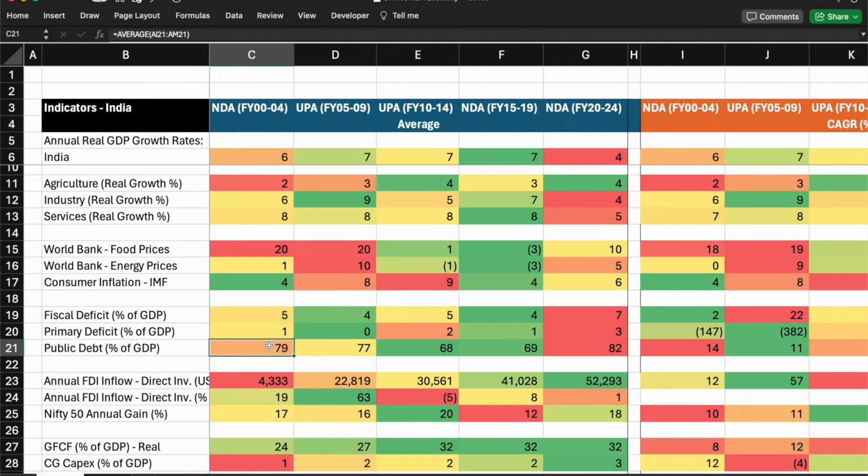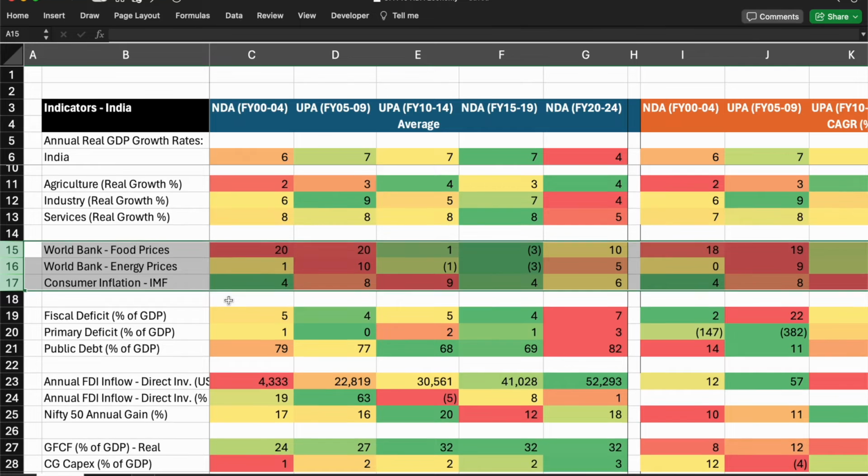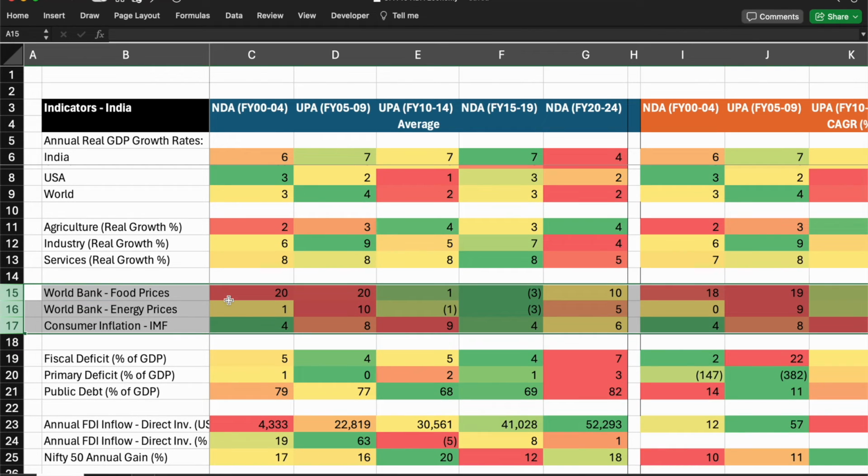Public debt again. When fiscal deficit increases, public debt also increases. But public debt had been reducing during the UPA government. Now it has increased. On inflation, obviously, the current government has done a much better job. Also, one point to highlight is that RBI's Monetary Policy Committee was also established during the NDA government. So the credit also goes to RBI for effectively managing the liquidity and monetary things.